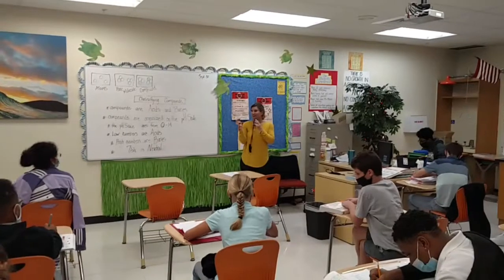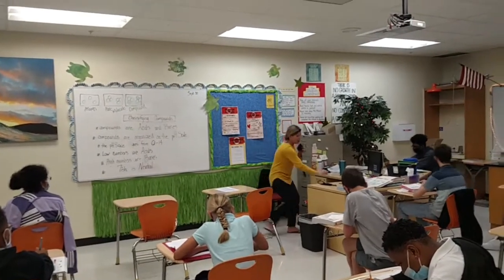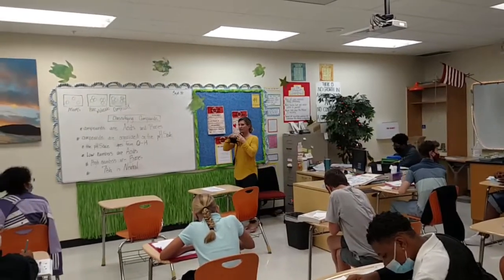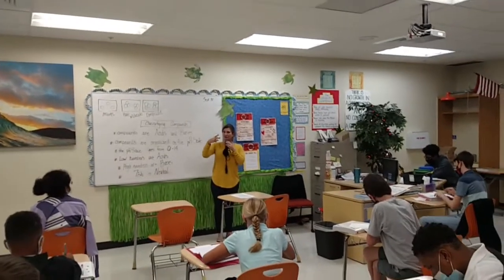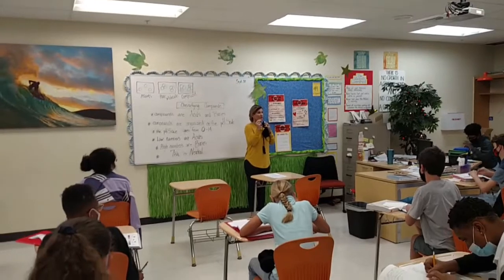Okay, on either side of this room are 6 compounds. They're labeled A, B, C, D, E, and F. So you have 2 strips. You're going to go to the correct compound.